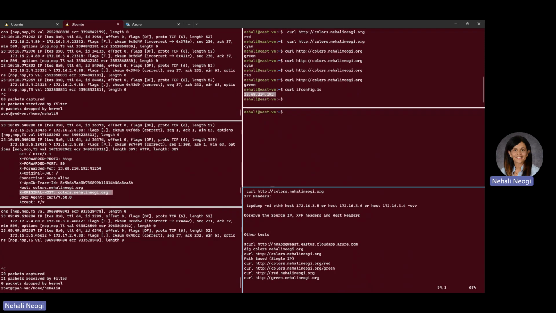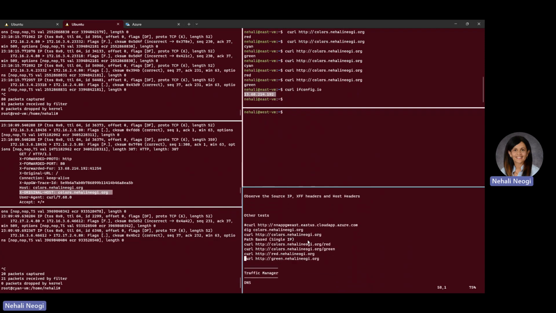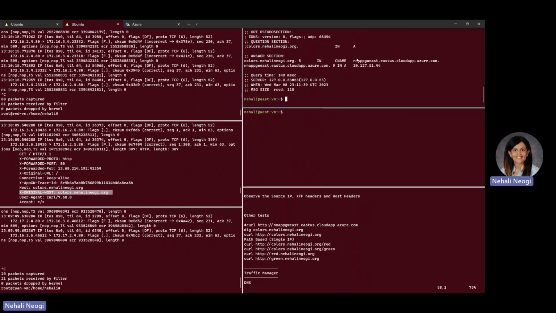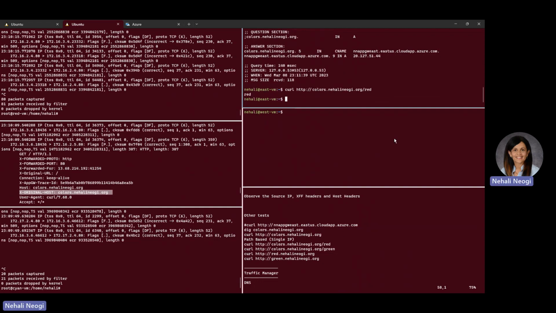So with that, let's do a few other tests. I want to run a few tests to show the URL-based routing. Let's again do a dig against colors so that you know where that's going. Again, we're still on the application gateway, so colors goes to the application gateway. Then if I do URL-based routing, notice I have a slash red at the end, it goes to the red pool of VMs. If I do slash green, it goes to the green pool of VMs.